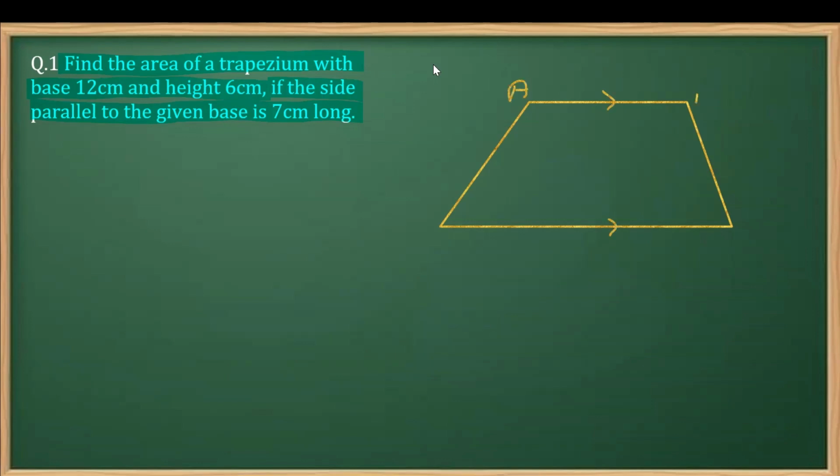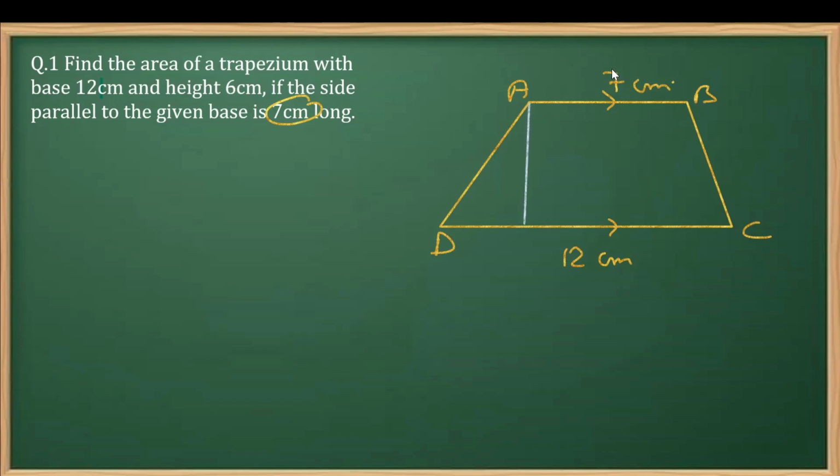Let's say if it is A, B, C, D, as I name it, we are given the base as 12 centimeters. So this is 12 centimeter. And the other base, parallel base, you can see it's mentioned as 7 centimeters. So this will be AB as 7 centimeter. And we are given the length of the altitude, and the altitude is drawn. This is the altitude drawn. Let's see if I name this as AM as the altitude. Now what we have to find out is the area.